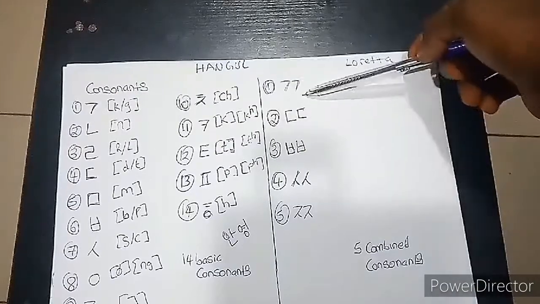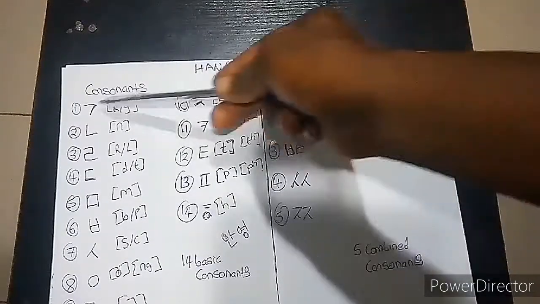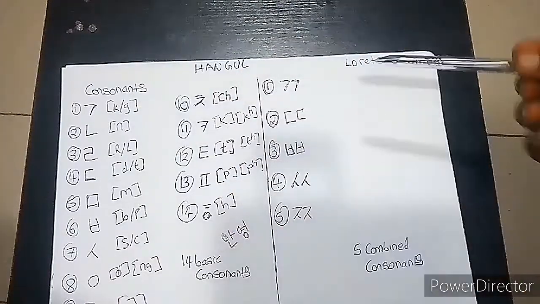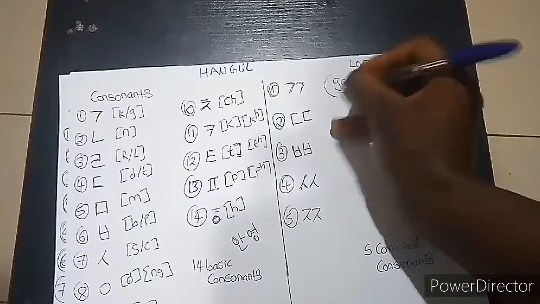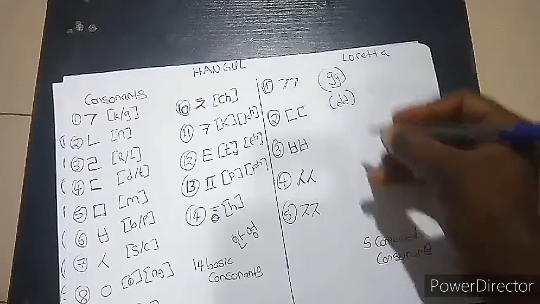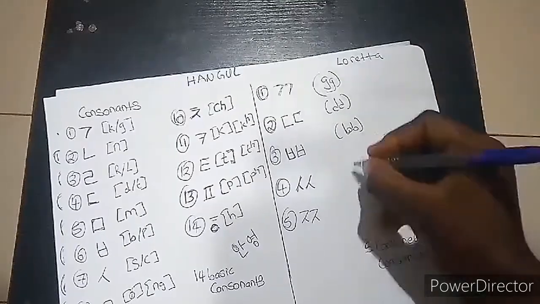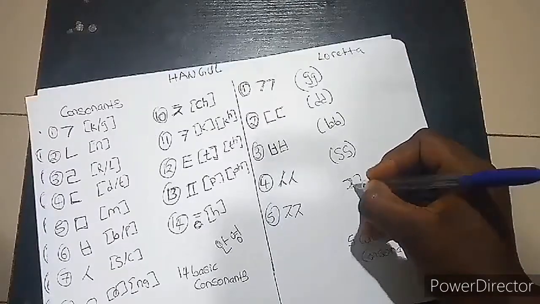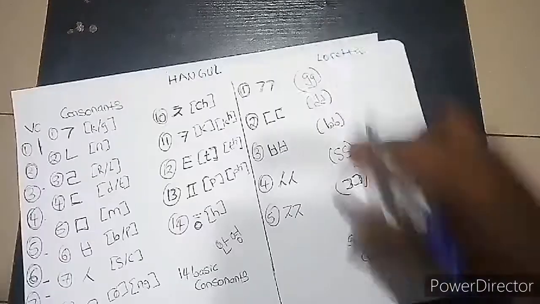Now these are the double consonants that we're talking about. If you see this, you will notice that it's gotten from the basic consonant. So this means like a double G in a word. This is a double D. This is a double B. This is double S. And this is double J. How am I writing my G like Korean again? This is double J.